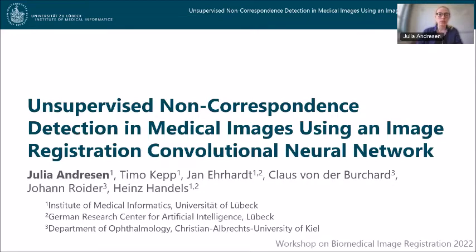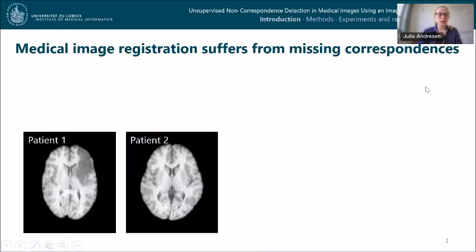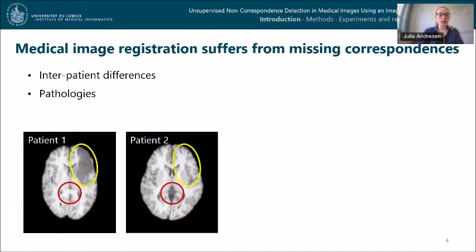I'm going to talk a lot about non-correspondences, so let me first clarify what I mean by non-correspondent image areas. For this, have a look at these two images from two patients, where we can see several areas that I call non-correspondent. On the one hand, we have inter-patient differences, marked in red now. Here you can see a structure in the image of patient 2, but not for patient 1. And we can also see pathologies: a huge stroke lesion in the image of patient 1, but not visible for patient 2. So basically, these non-correspondent areas are image parts where the intensities between the images do not correspond, and cannot be brought into accordance with each other.